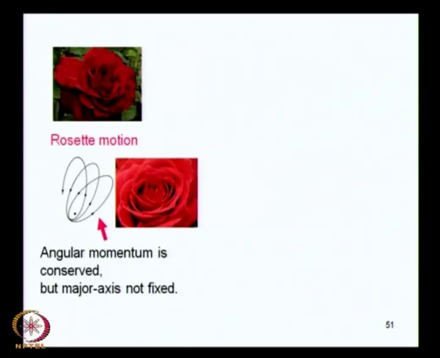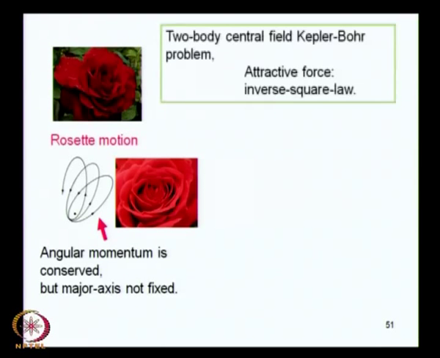So, in this Rosette motion, the angular momentum is conserved, the energy is conserved, but the orbit is not fixed. The same thing holds for the two-body Kepler problem, and it is the same with the Bohr problem in quantum mechanics. If you look at the hydrogen atom, you have an electron going around the proton, and the potential is 1 over r, the force is 1 over r square. It is the Coulomb force in this case, and it is a great wonder of nature that the gravitational force and the Coulomb force are both 1 over r square forces.